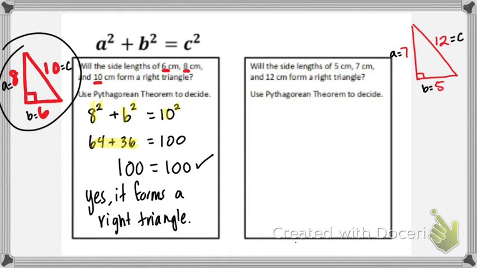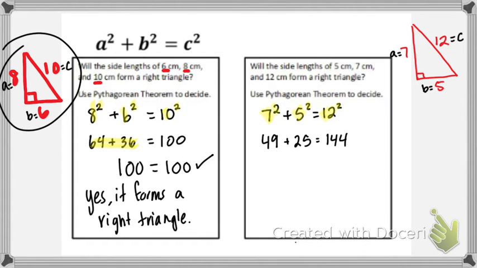We got A squared, which is 7 squared, plus B squared, which is 5 squared, is equal to C squared, which is 12 squared. Okay, and I'm going to simplify 7 squared, 5 squared, and 12 squared individually. So 7 squared is going to be 49. We got that plus 5 squared is 25. And 12 squared is 144.